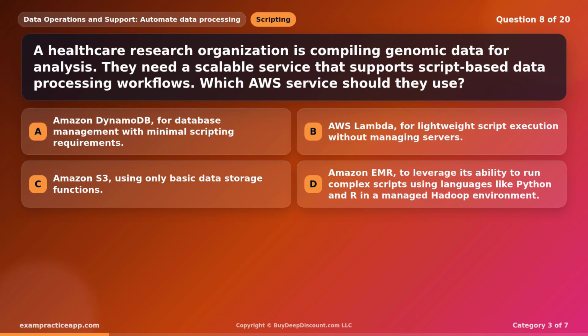Option A, Amazon DynamoDB, for database management with minimal scripting requirements. Option B, AWS Lambda, for lightweight script execution without managing servers. Option C, Amazon S3, using only basic data storage functions. Option D, Amazon EMR, to leverage its ability to run complex scripts using languages like Python and R in a managed Hadoop environment. Take a moment to choose your answer.